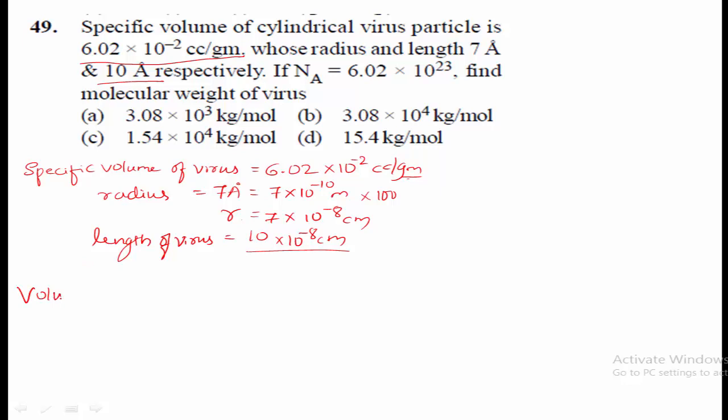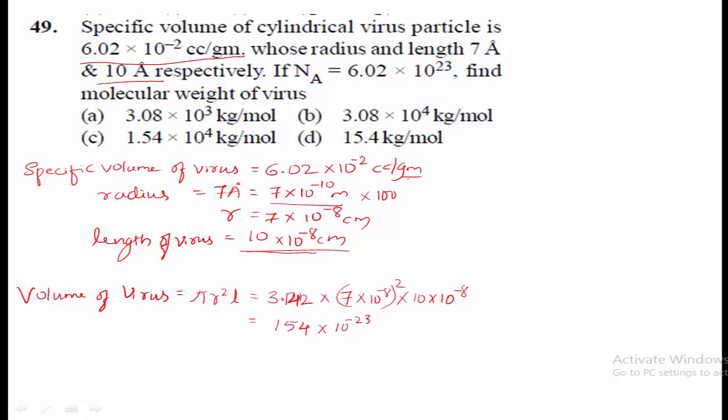Then volume of virus. They have given specific volume, but here you need to find the volume of the virus. So the virus having this radius and this length has how much volume, that you need to find. Since it is a cylindrical virus, the volume of cylinder can be calculated as pi r square L. Pi is 3.142 into r square, that is 7 into 10 raised to minus 8 whole square, into length 10 into 10 raised to minus 8 centimeter. Upon simplification, you will get 154 into 10 raised to minus 23 cc. This is the volume of the virus.